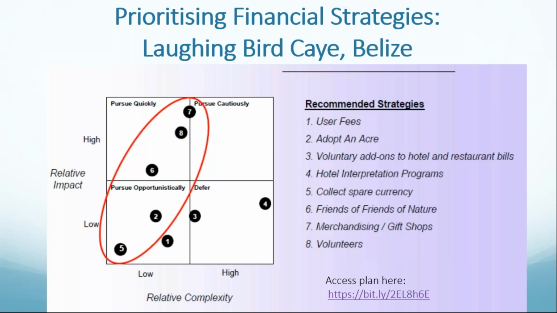But it's also useful to take a step further, which an organization, again, the Laughing Bird Key in Belize, went a step further and started trying to place those options against a matrix of relative complexity against relative impact in order to help them prioritize which options they should pursue first and which ones they should leave till later. That's a useful way of determining if you're using your time most effectively.